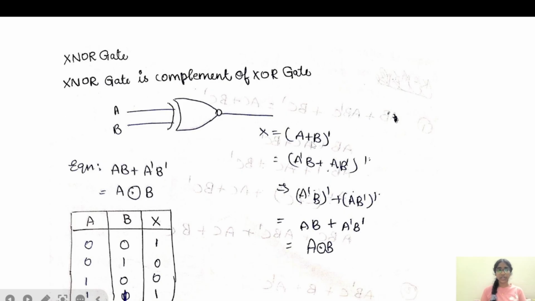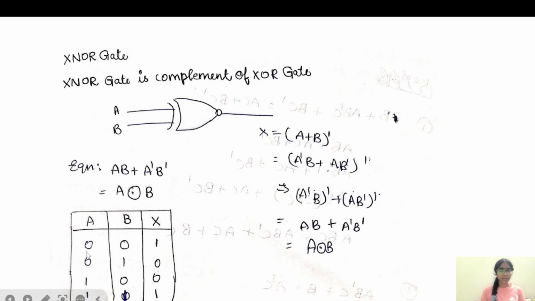X is equal to (A plus B) whole complement. If you're going to expand this, you get (A dash B plus AB dash) whole complement. On deriving it, you will get AB plus A dash B dash, which is nothing but XNOR gate. This XNOR gate is represented by this symbol given here.